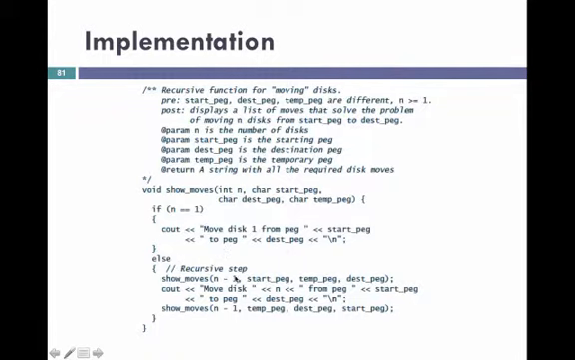Otherwise, we have a recursive step to show moves of moving n-1 disks from the start peg to the temporary peg using the destination peg as a temporary peg. Okay, so the result of this move is to move all the n-1 disks to the temporary peg. Then we'll output the single move to move disk n from the starting peg to the destination peg. And then we have another recursive call to move the n-1 disks from the temporary peg to the destination peg, and we'll use our start peg for temporary storage.